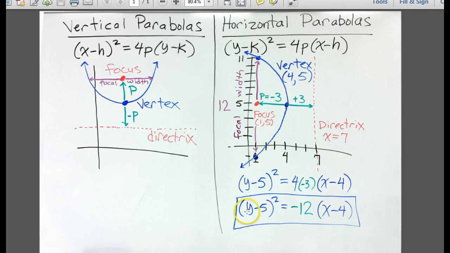How will I find it? The 4p is actually your focal width. So look at this worked out equation. See the negative 12? Looking at this, I know that the focal width will be 12. Focal width is always positive.